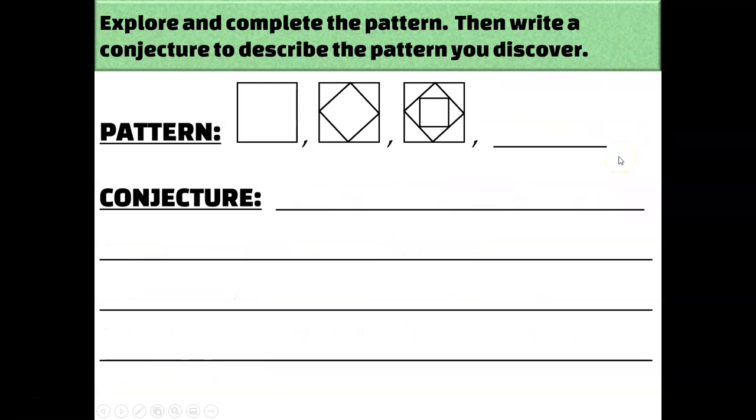Let's try another one. It might be hard to describe in words, but can you imagine in your mind what the next term would look like? I started with just an empty square, and then I had a square with another square inside of it, except it's more like a diamond instead of a square. And then I had a square with a diamond inside of it, with another square inside of it. So what's my next term going to look like? Well, I would have to add another diamond inside. So how am I going to describe that for my conjecture?